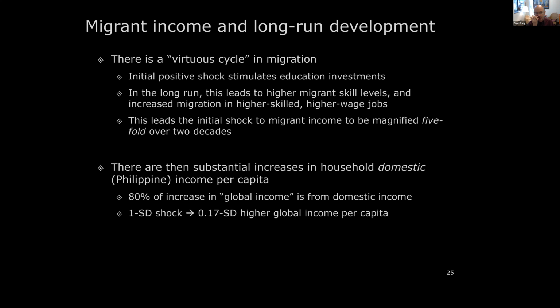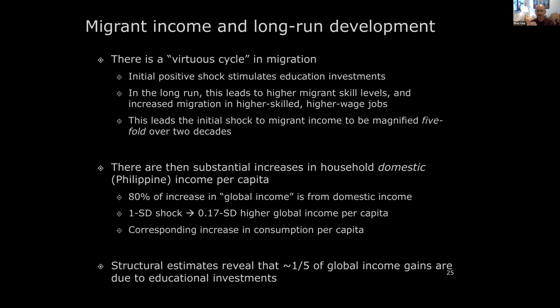In terms of magnitudes, you can think about a 1 standard deviation shock. These are not trivial magnitudes. A 1 standard deviation shock measured by a shift share variable leads to about 0.17 standard deviations higher global income per capita in home areas. We see corresponding increases in consumption per capita. So, usefully, the income data and consumption data that we can see correspond with one another quite closely. We see corresponding increases in consumption per capita in these households or in home areas.